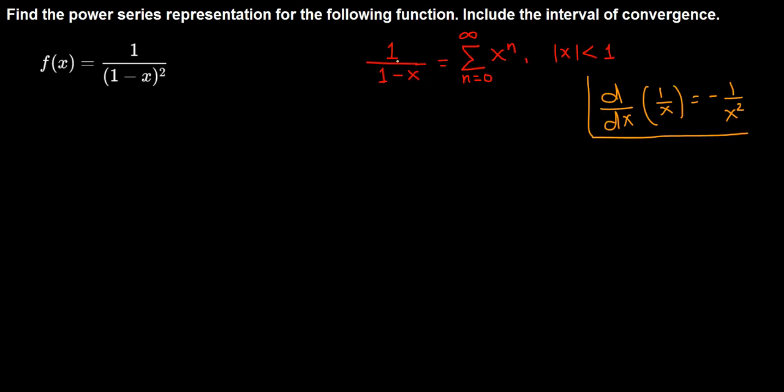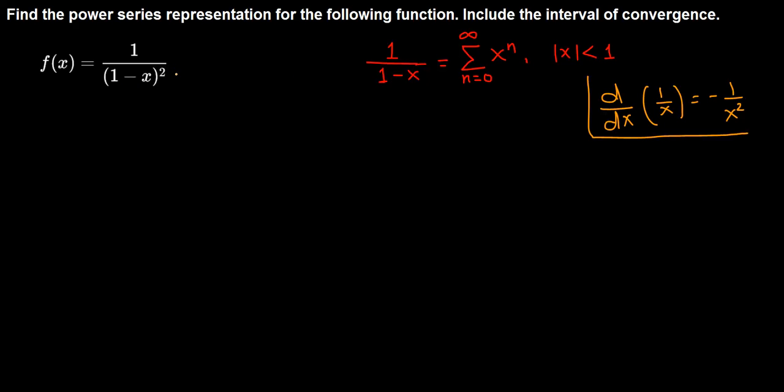We've seen the power series for 1 over 1 minus x, which is given by the sum of x^n. And this is valid whenever absolute value of x is less than 1. That means x should be between -1 and 1. But the problem here is we have 1 over (1 minus x) squared.